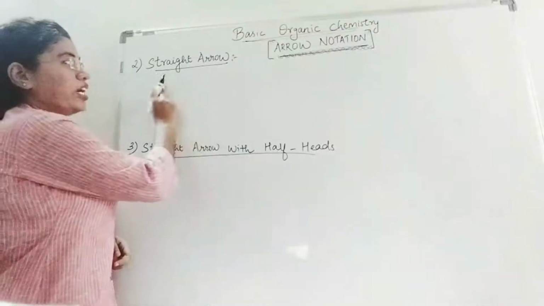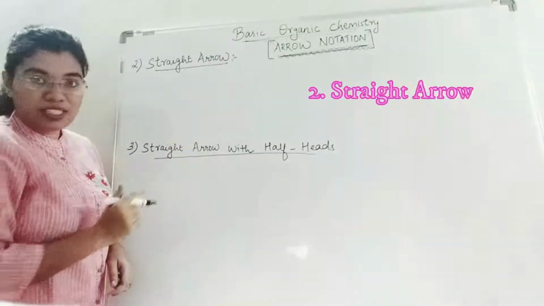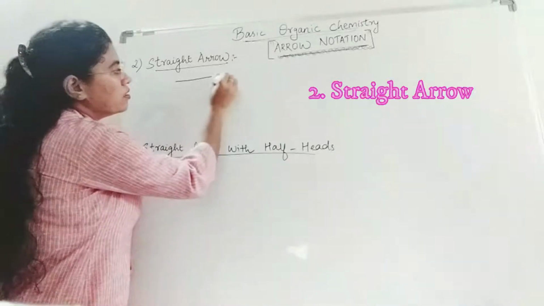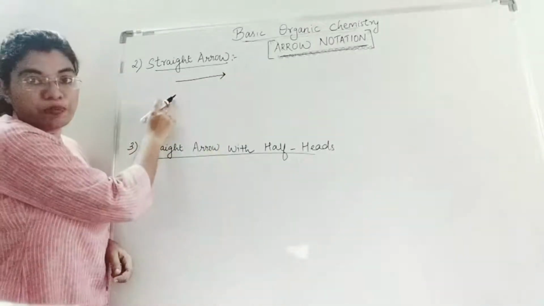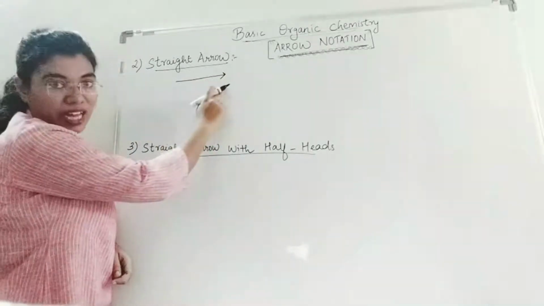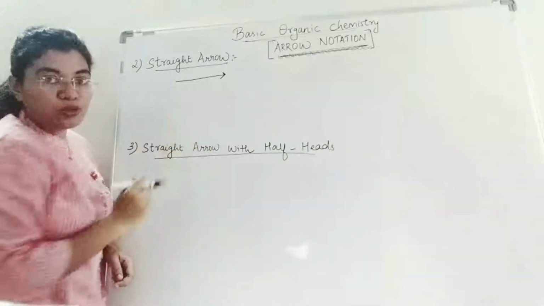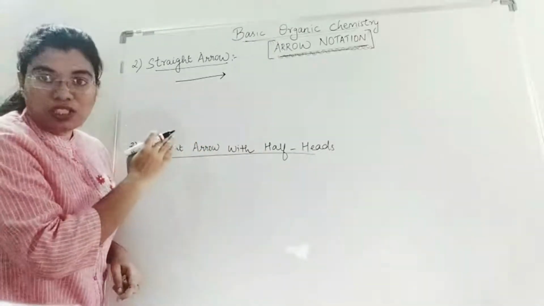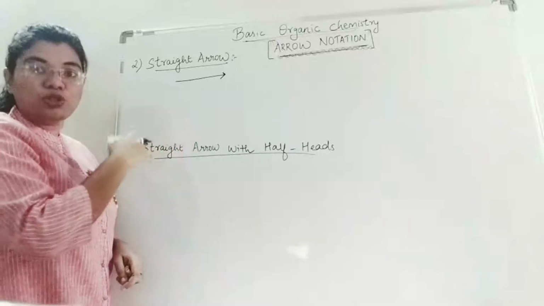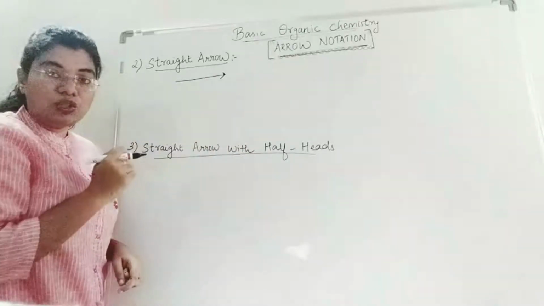Next is the straight arrow. It is represented this way. So look at the arrow. This is the straight arrow. So what does this arrow say? That there is a conversion from reactant to product in a chemical reaction.